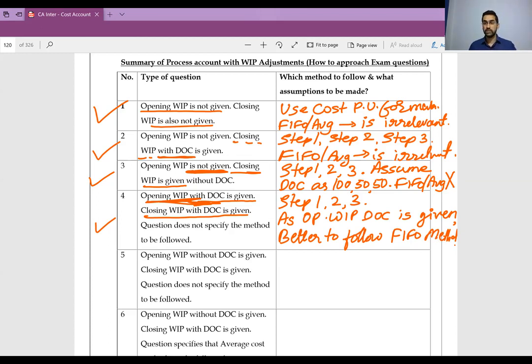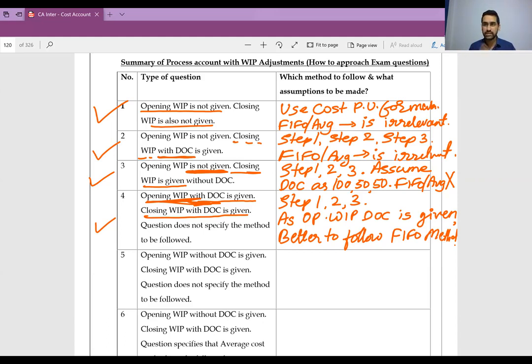Now some rebel students will ask a doubt. Sir, even when they give opening WIP with the DOC, can I write a note that the given information in the question is ignored and we have worked out under average cost method? If I am the validator, I will give you 0 for that. You cannot write an assumption saying I will ignore what you have given and follow my easy method. If they wanted you to follow average cost method, why should they give you opening WIP DOC?